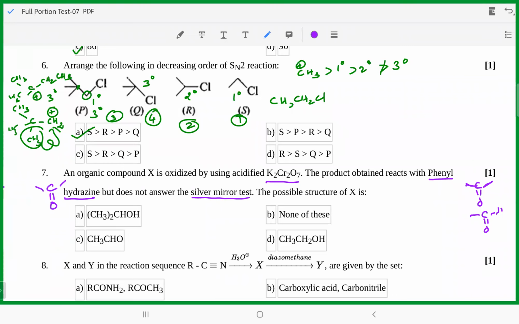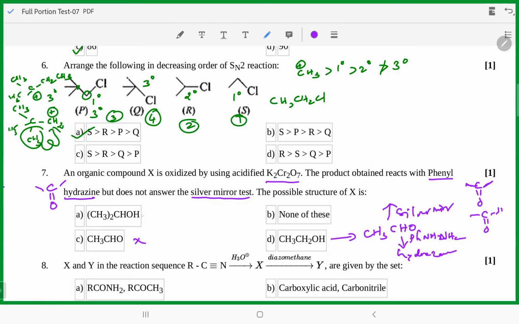Your question gives acetaldehyde, ethanol, and isopropyl alcohol. When you oxidize acetaldehyde with K2Cr2O7, it becomes acetic acid, so it does not answer. When you oxidize ethanol with K2Cr2O7, you will get CH3CHO, acetaldehyde. That acetaldehyde will react with phenylhydrazine, no doubt about it, and give the hydrazone. At the same time, it reacts with silver mirror and will give the silver mirror test also.